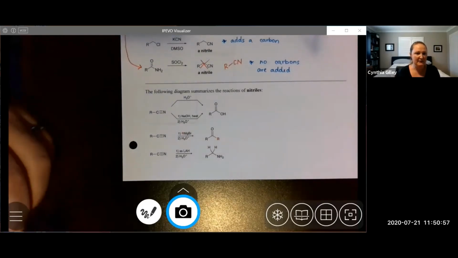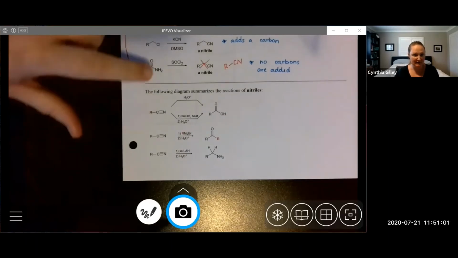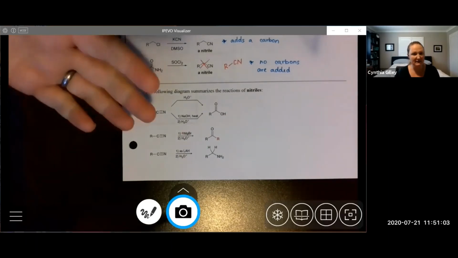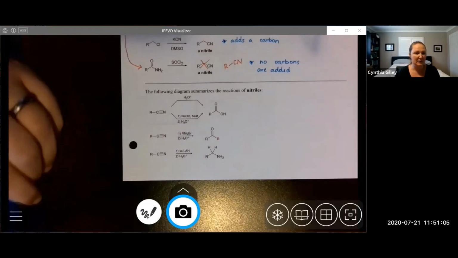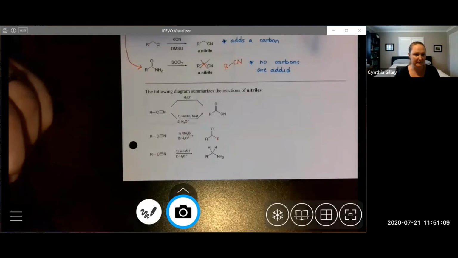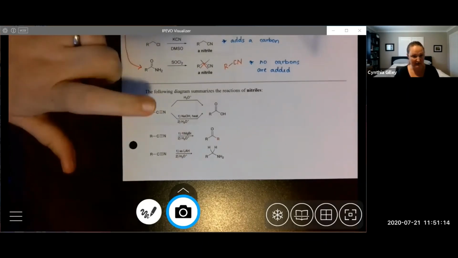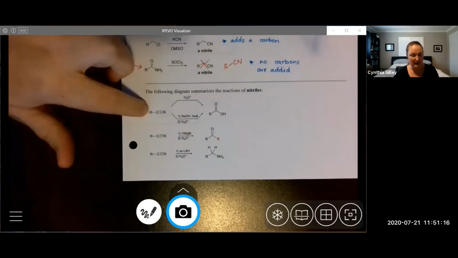And this reaction, the nitrile, first produces an amide, which then gets hydrolyzed to the carboxylic acid. So it actually goes through an amide intermediate. So first we convert the nitrile to an amide, and then you can convert that to a carboxylic acid.